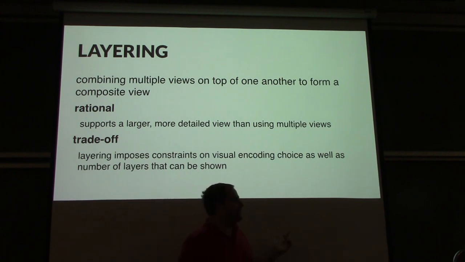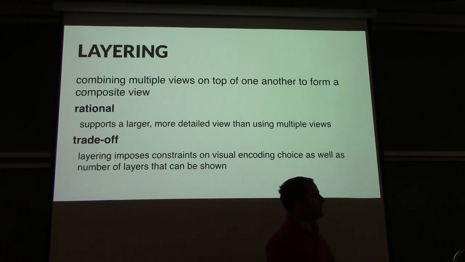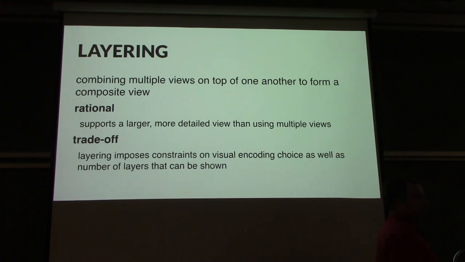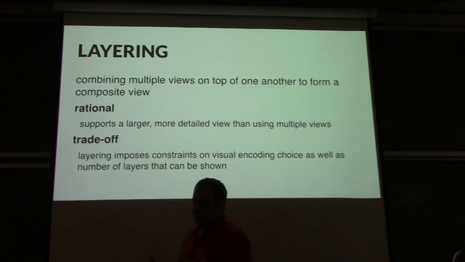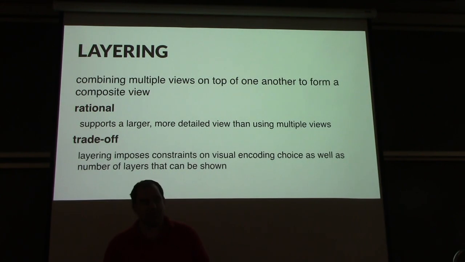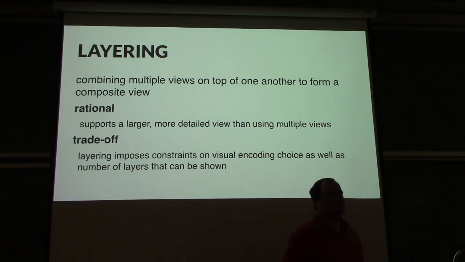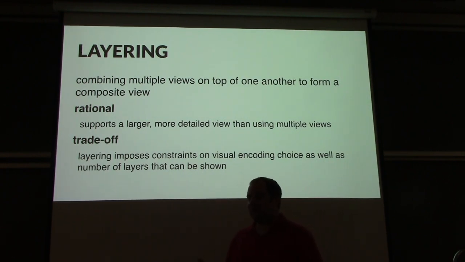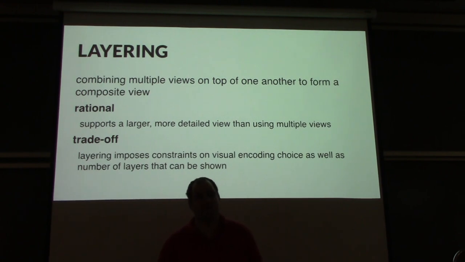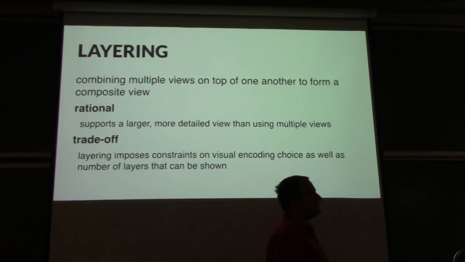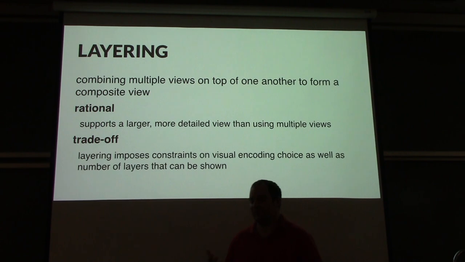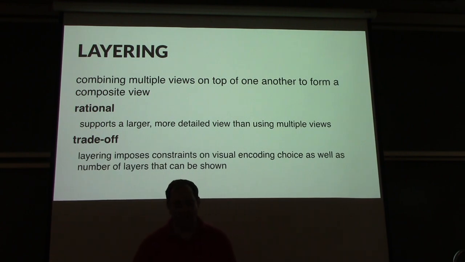And then layering, I already mentioned it. This is about combining multiple views on top of one another to form a composite view. And the idea is here that we can support a larger, more detailed view than using multiple views. Of course, we have to pick visual encodings where that works. It works well for things like a line chart, where I have multiple items that have the same dimensions and that play out over the same time, for example.